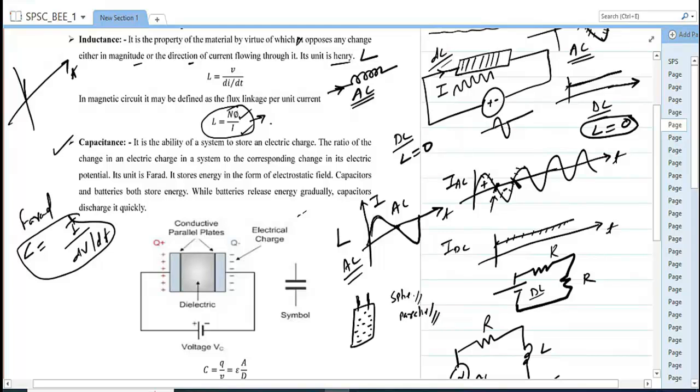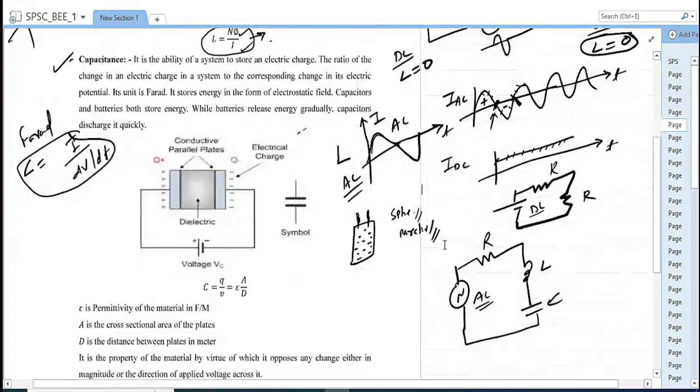And what is there inside the capacitor? There is some dielectric material. What are the dielectric materials? Dielectric materials are those materials which store electrical charge, and these are the parallel plates, and we are supplying the electricity on these two terminals, plus and minus. These are the parallel plates and this is the charge.